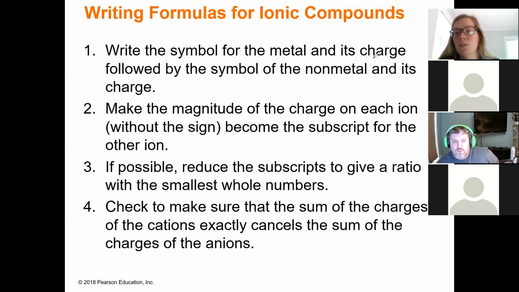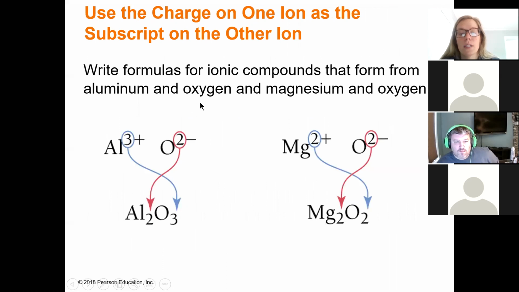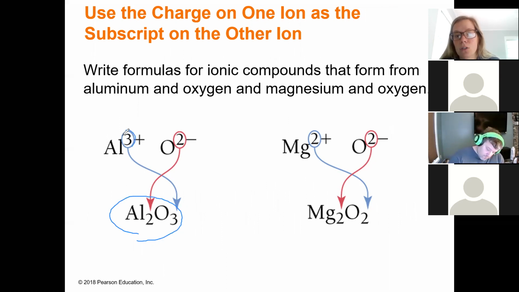So this is the fastest way to come to a charge neutral molecule. We can look here, aluminum and oxygen. What is the formula for aluminum and oxygen? There's only one possibility for that formula. It's going to be Al2O3. Where is that coming from? The 3 on the magnitude of the aluminum gets flip-flopped to the subscript of the oxygen. The 2 on the oxygen, just the magnitude, not the charge, gets put down as the subscript of the aluminum.